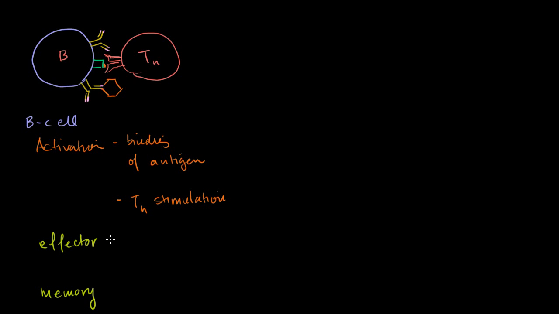The effector B cells essentially turn into antibody-making machines. So they'll say, gee, this antibody bonds to this antigen that we have in the system now, let me just produce a ton of them. So it starts building up all of the cellular machinery, and it just starts producing antibodies like crazy.